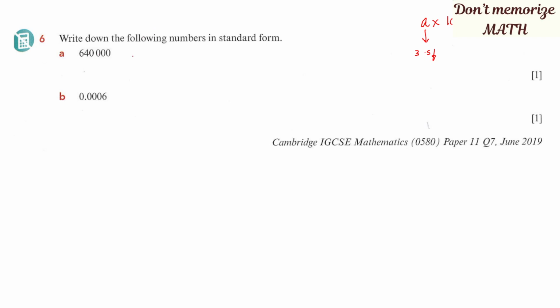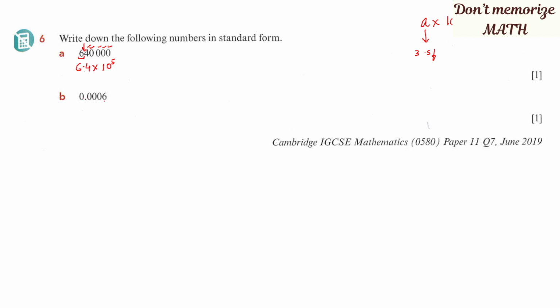So here we need a to be greater than or equal to 1. So we need 6, but you cannot take 64 because it must be less than 10. So we can write 6.4 times. So the decimal must come here, right? So how many tens do we need to multiply? 1, 2, 3, 4, 5. So you will get 6.4 times 10 raised to 5. Okay, 6.4 times 10 raised to 5.